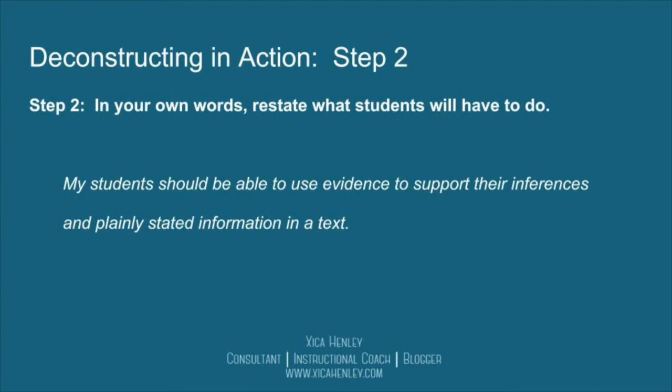So what I'm going to ask you to do is to take a few moments to review your standard and then in your own words restate what the standard is requiring students to do.